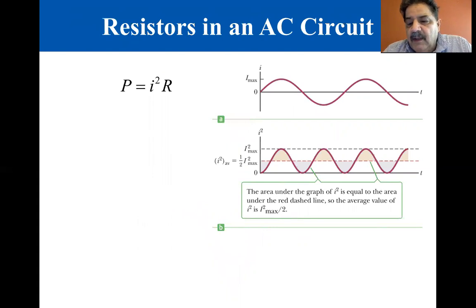Okay, here we have a plot of the current in the resistor as a function of time. And then underneath that, we have the plot of the square of the current in the resistor as a function of time.